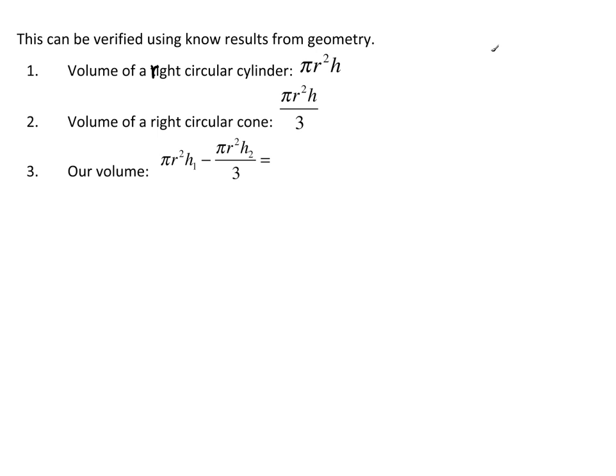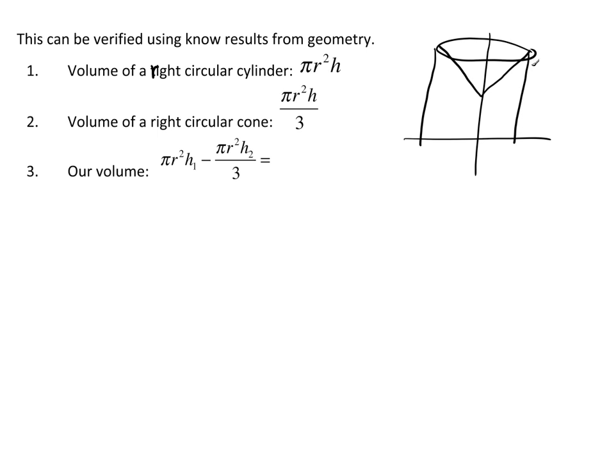That's important because what we had here in this diagram is a right circular cylinder, that is all of this, and a right circular cone, that's this piece right in here. So if I take the volume of the whole piece, pi r squared h, the right circular cylinder, and subtract from it the cone, I get the same thing that we were dealing with.